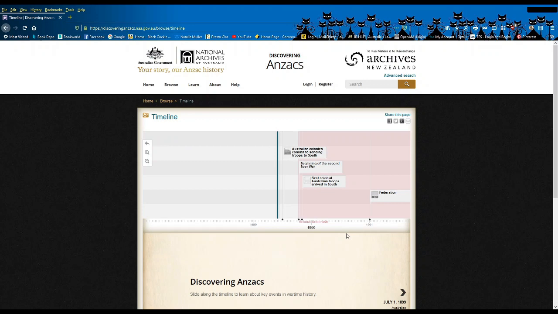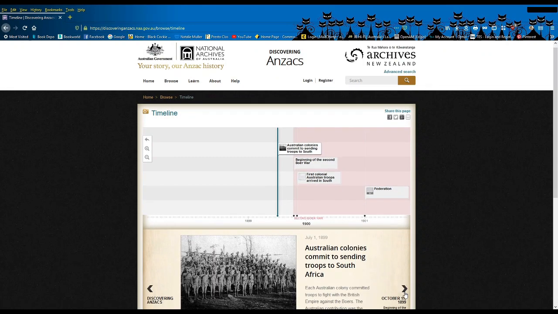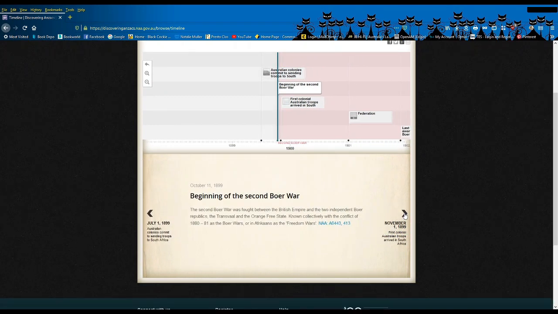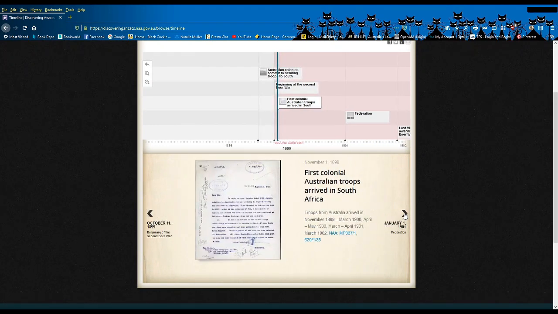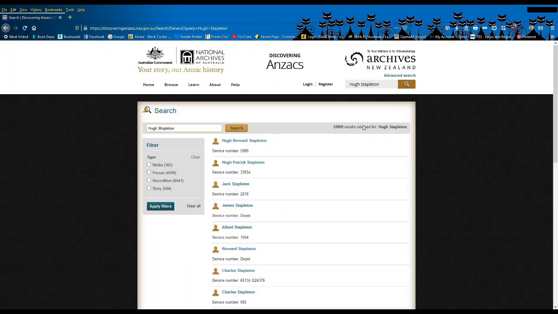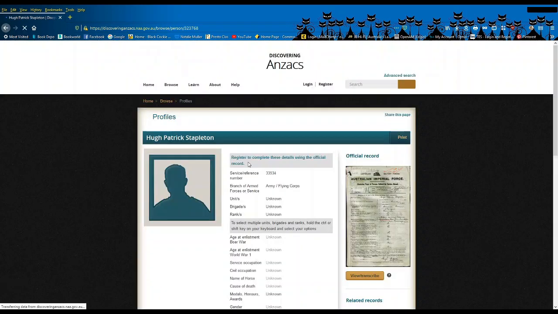Now this is a timeline to help give you a sense of where things are happening in the historical timeline, so that you can locate yourself if you're not a big history buff. Now I was putting in a particular person. This is a relative of mine. His name is Hugh Patrick Stapleton.